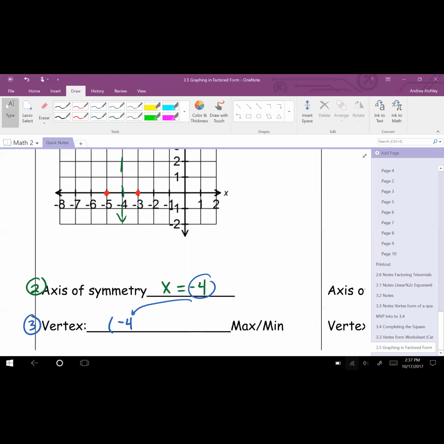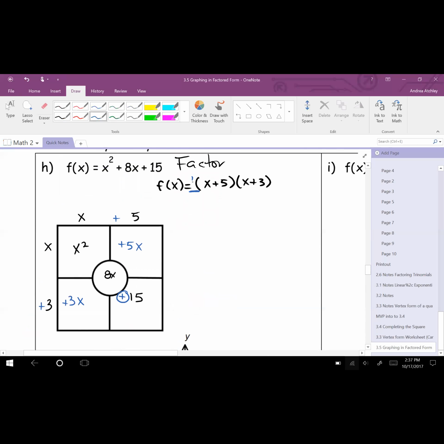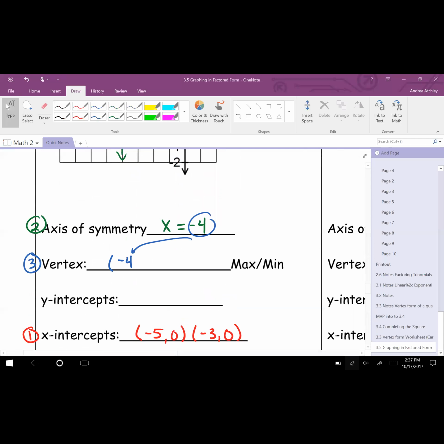If I go back to my factored form, I can again see that my a value is just 1. So my parabola faces up. That means my vertex is a minimum. It's the lowest point on my graph.